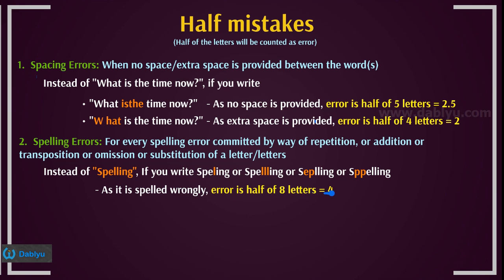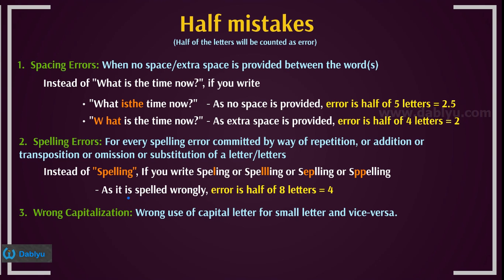So half of 8 is 4. This is the second type of half error, that is spelling errors. If you make a spelling mistake, that will be counted as a half error. And now the third type of half mistake is wrong capitalization. That is, instead of a capital letter you put a small letter, or instead of a small letter you put a capital letter. That is also considered a half mistake.